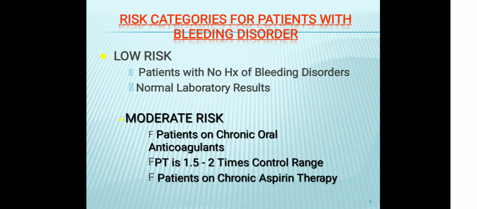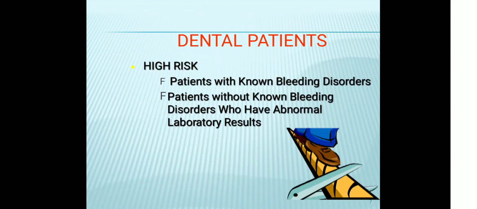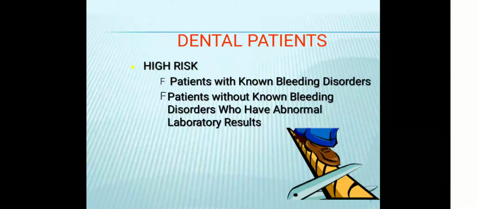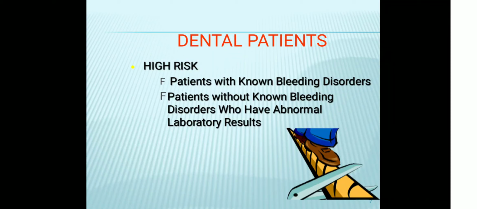Usually these patients are taking aspirin chronically for a long time period. High risk patients include patients with known bleeding disorders, who already know they are suffering from hemophilia, sickle cell anemia, and the like. Also, patients without known bleeding disorders who have abnormal result values. Abnormal result values we look at are bleeding time, clotting time, prothrombin time, and activated partial thromboplastin time. APTT normal range is 30 to 40 seconds in a normal patient.